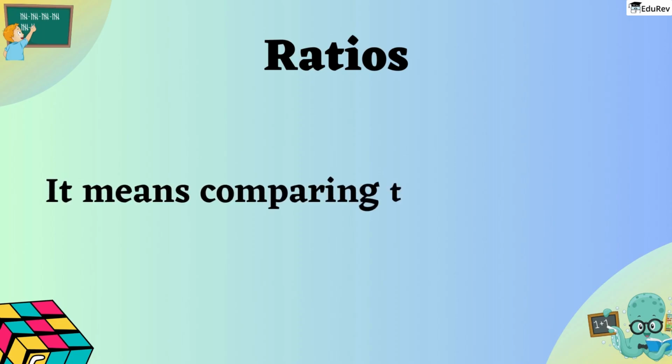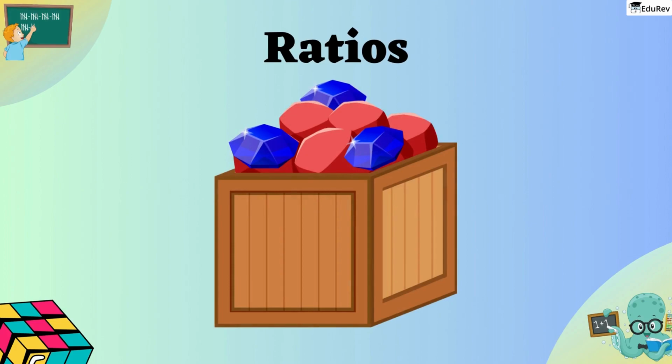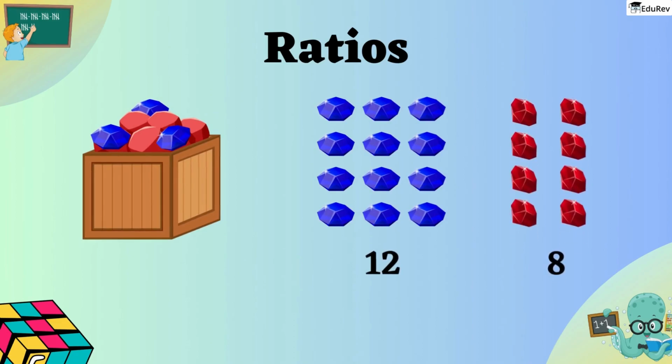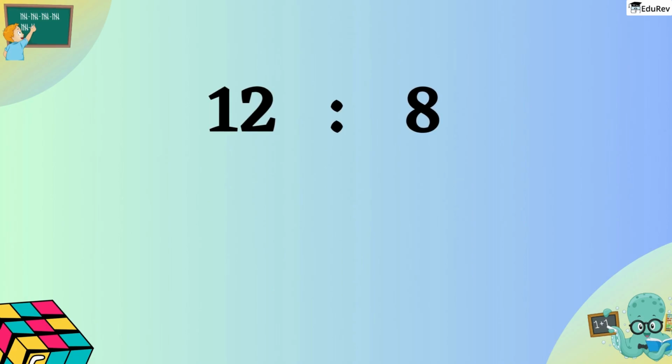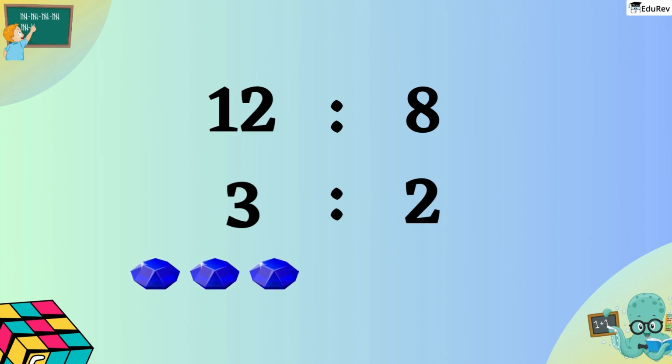It means comparing two quantities. Imagine you have a box full of stones which are colored in blue and red. There are 12 blue and 8 red stones in the box. The ratio of blue stones to red stones is 12:8. Simplifying this ratio, we get 3:2. So, for every 3 blue stones, there are 2 red stones. In terms of ratio, this is 3:2, read as 3 is to 2.